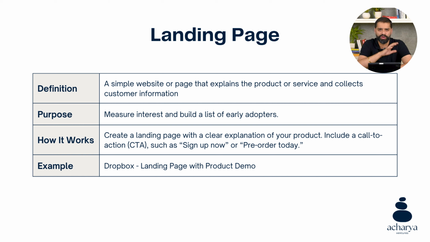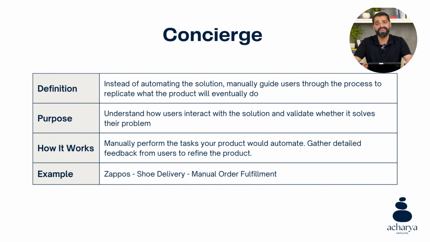Similar to a fake door, you can again have a basic landing page. It's very similar. Dropbox did this. They created a landing page and a video, and the difference is that over here you have CTAs, you measure interest, and you build a list of early adopters that might want to use your product in the future. The next category of MVPs is a concierge service.